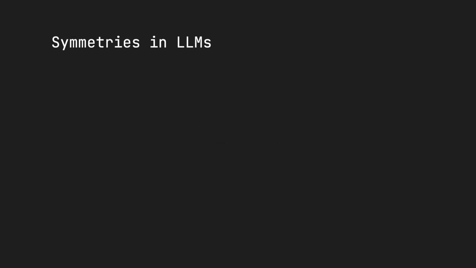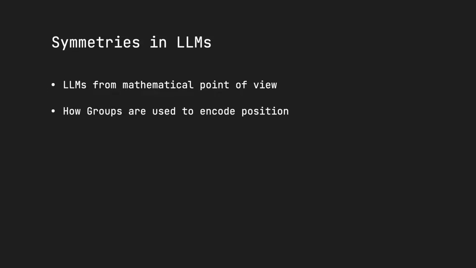We're going to look at how symmetries arise in LLMs. So this video is very mathematical. We're going to be looking at the internal machinery of a transformer from a mathematical point of view. And we're going to look at how group structures are used to encode position and distance about tokens. We're going to look at specifically how SO2 groups are used inside of LLMs to get semantic information. So this is a very mathematical point of view of looking at symmetries in an LLM.